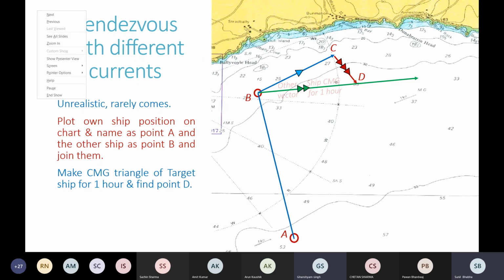What basically we have done is we have just made the course distance and current vector triangle for the target ship. So in these questions, they will give us the CTS, they will give us the current for the target vessel. So using both of them, we have just made this triangle and found out the CMG.